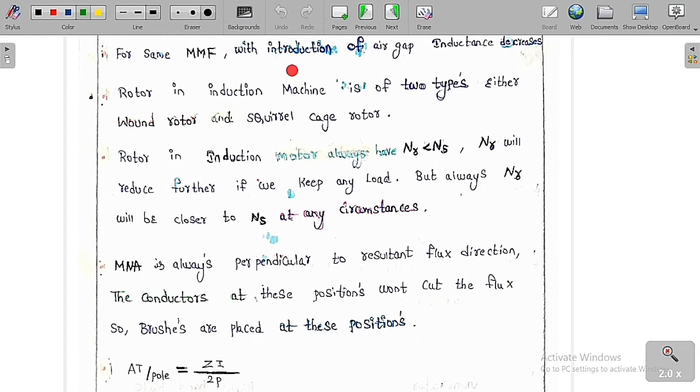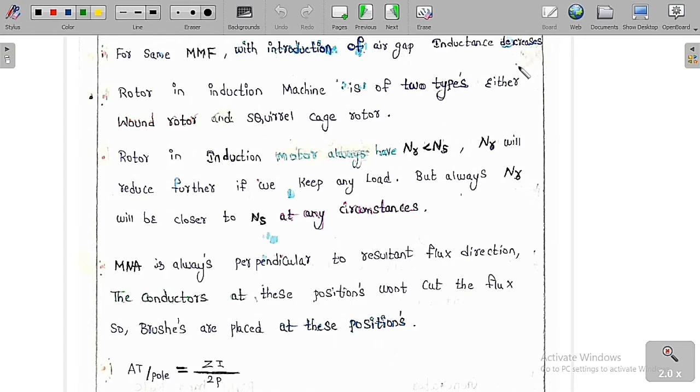For the same MMF, with introduction of an air gap, inductance decreases. I have already told you here, inductance is directly proportional to magnetic permeability. As the magnetic permeability decreases, inductance will decrease. Air has a small mu value, so therefore inductance will decrease.